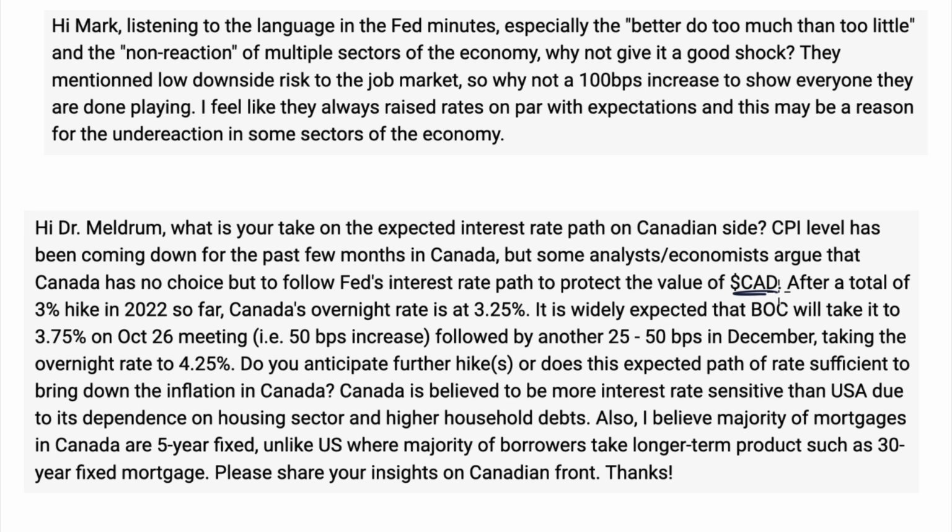However, if they go too far, they're almost going to cement a recession, and there's a belief that we're going to have a technical recession anyway, and that will do a lot to bring down inflation.